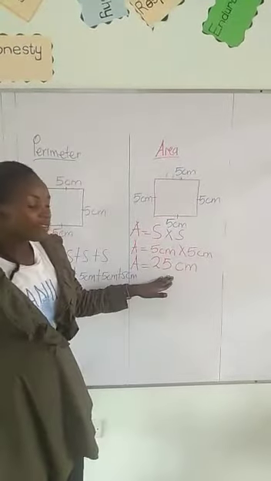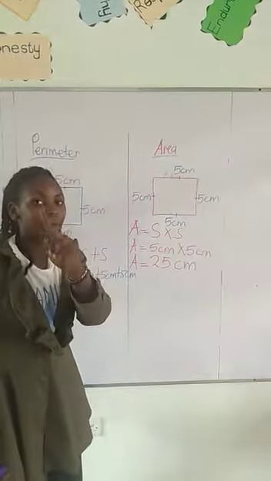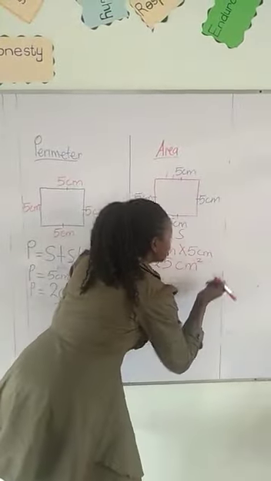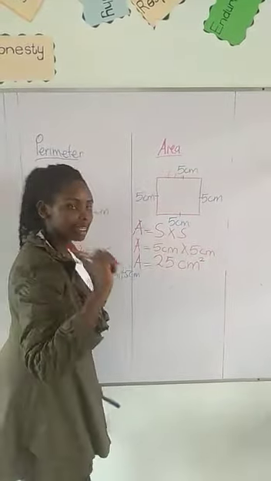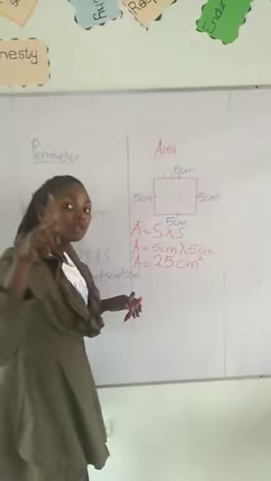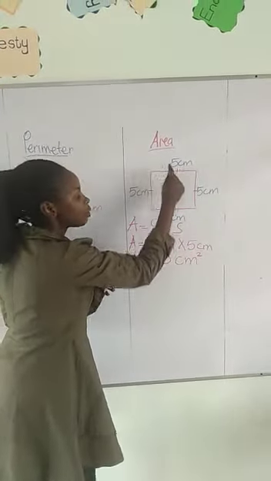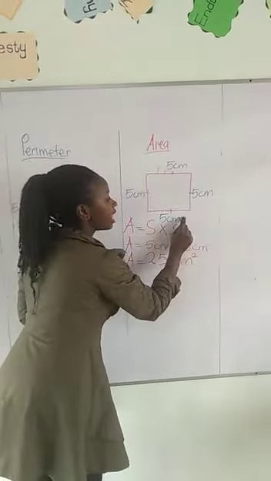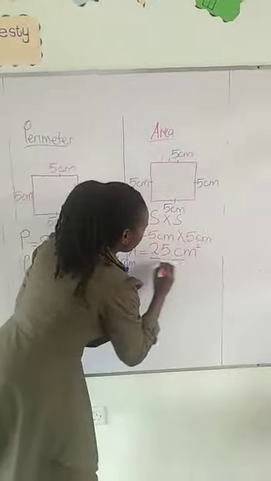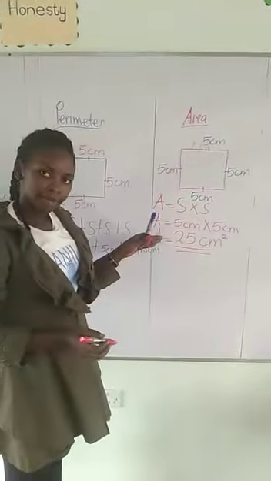Girls and boys, what have I forgotten to add here? Yes, my tiny little 2 here. To represent squared. It means I have 25 times 2 to represent also the remaining 5 times 5, because I've only multiplied 5 times 5. So ladies and gentlemen, this is how we find area of a square.